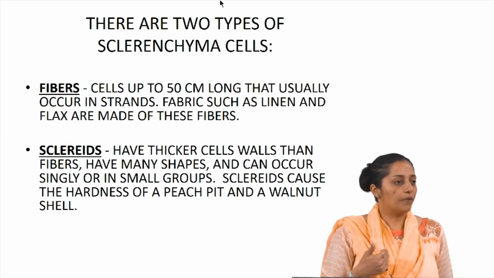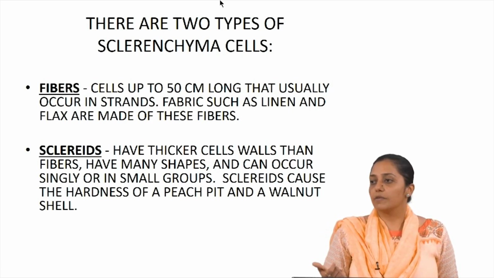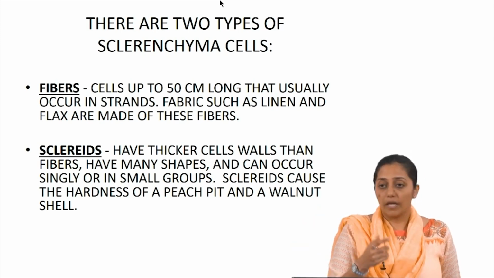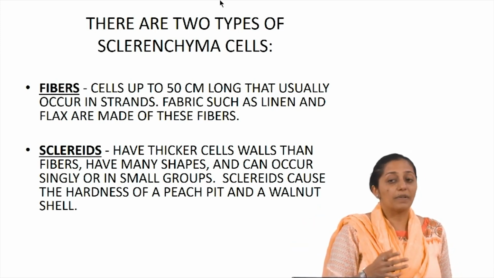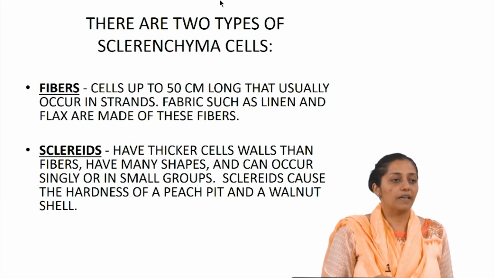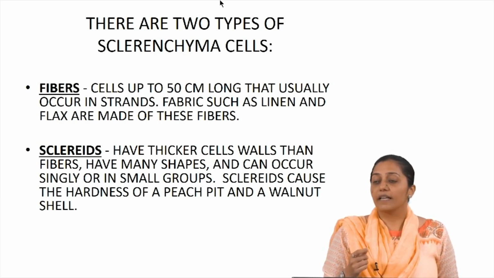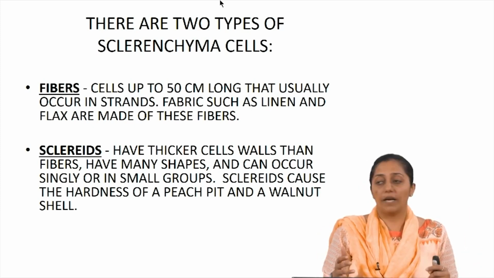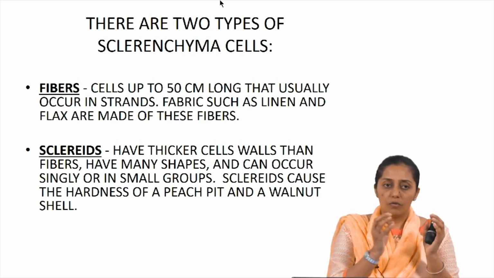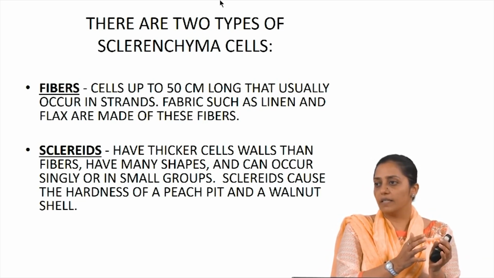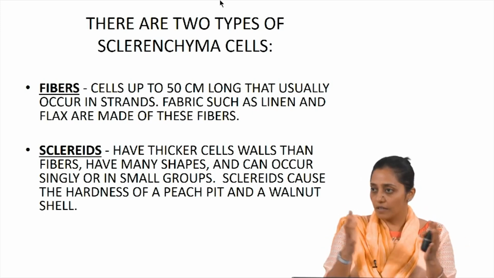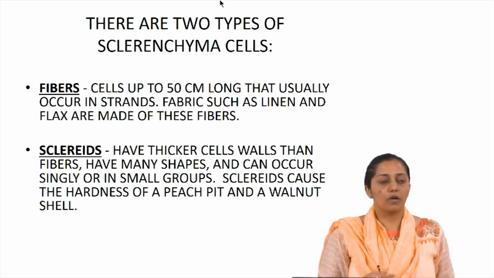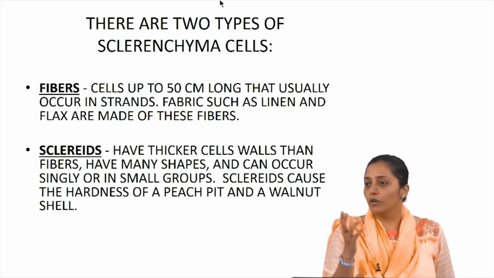There are two types, fibers and sclereids. Fibers, I was mentioning, are very long cells, even up to 50 centimeters long, like in your fabrics, I said linen and flax. Then sclereids you will find have a much thicker cell wall, even more than fibers. You can see them as a small group of cells together, or even single cells with large size, where they will be used to protect that peach pit and your what else? Walnut. Those are all your sclereids.